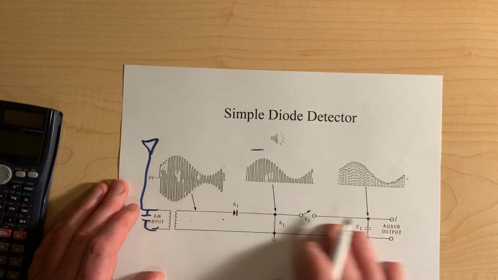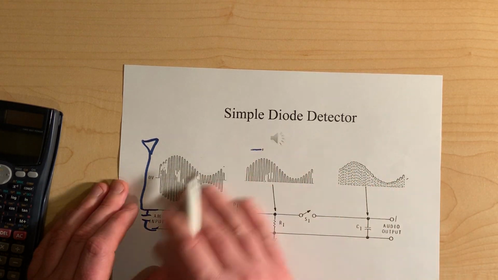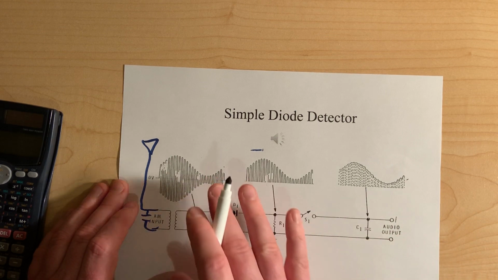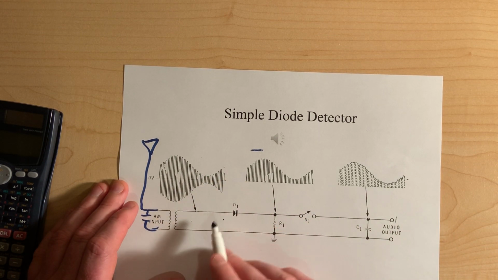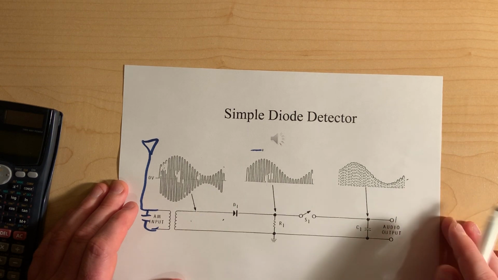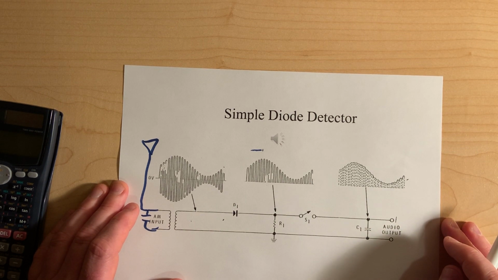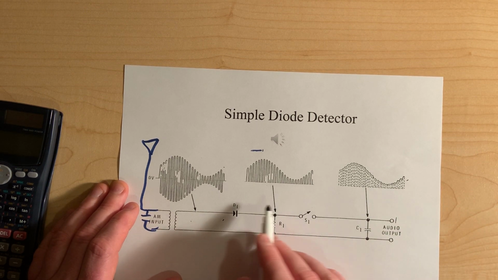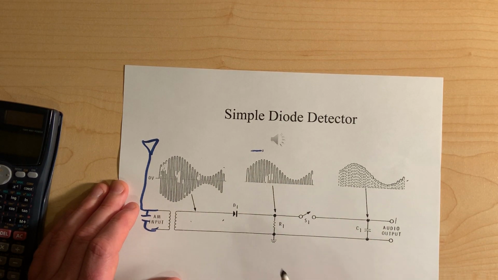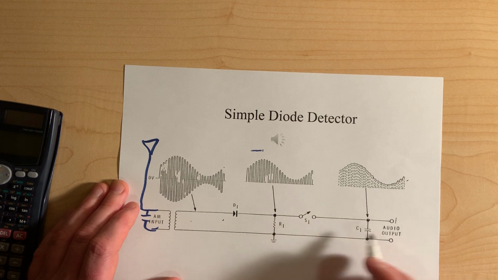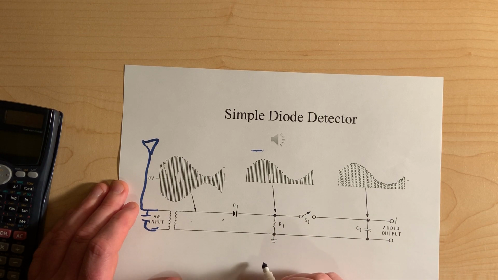But this will serve the purpose of a simple diode detector, just to give you an idea what's going on. So what we're going to do first is this is our amplitude modulated signal. We're just going to cut the top portion off. When the top portion's off, this is just across the resistor, and then we often select our resistor values to have a certain time constant.